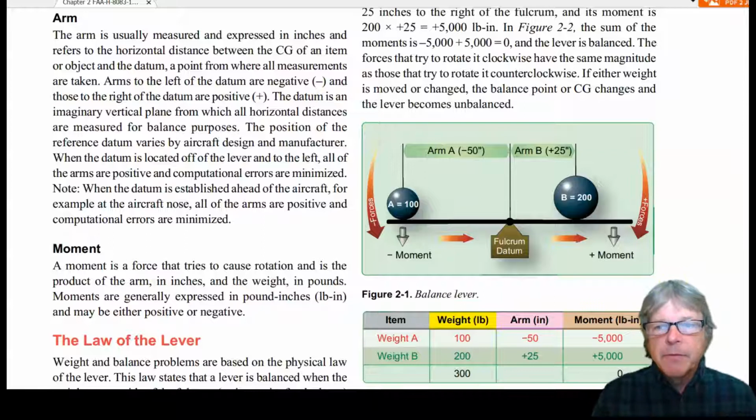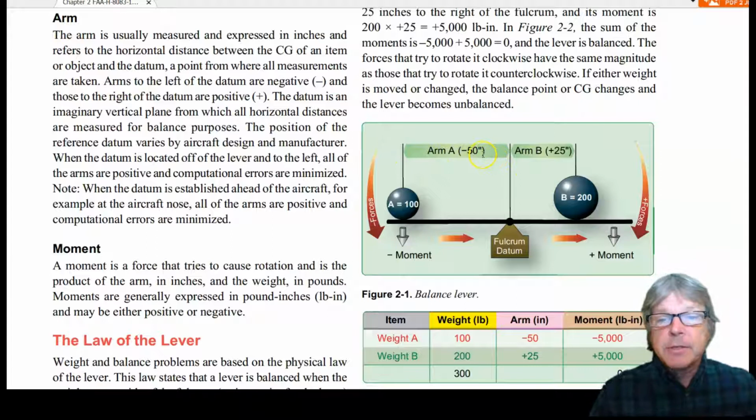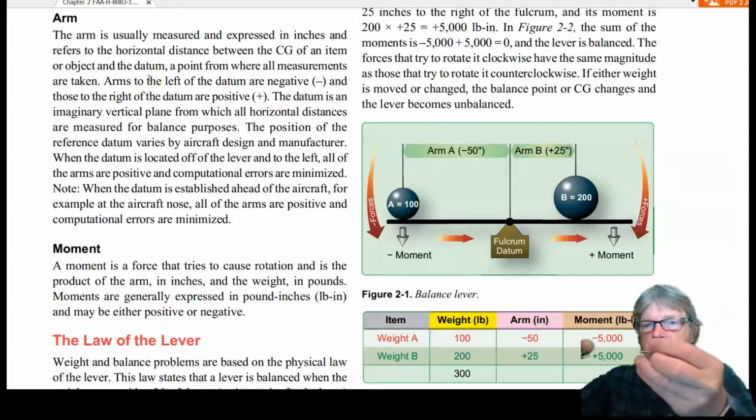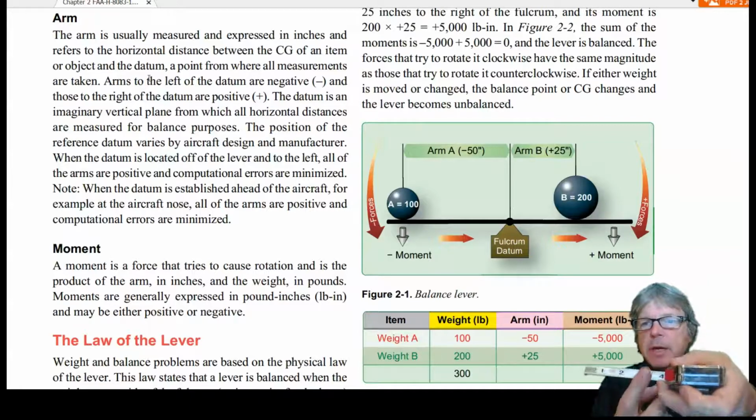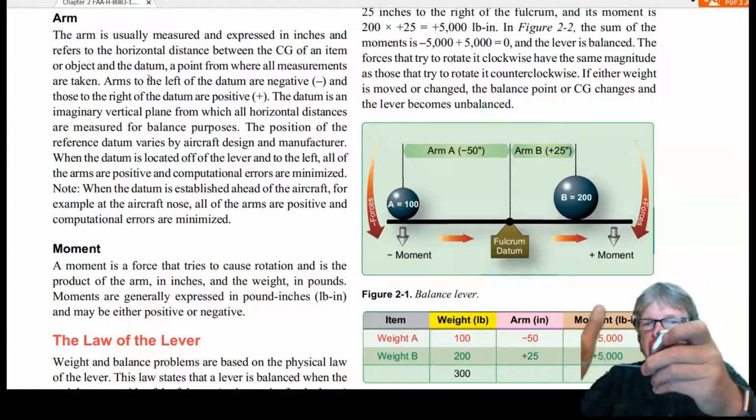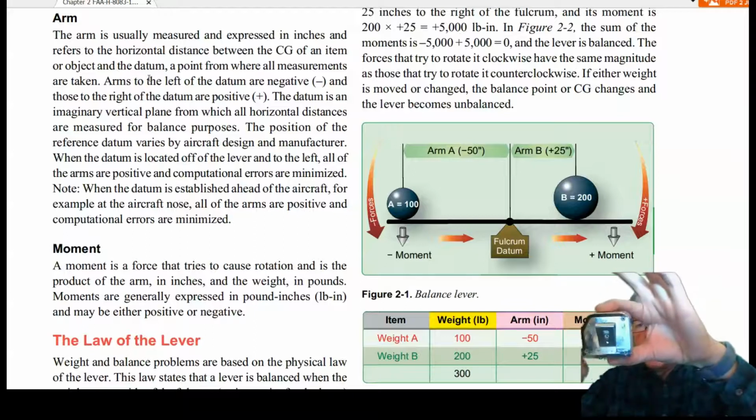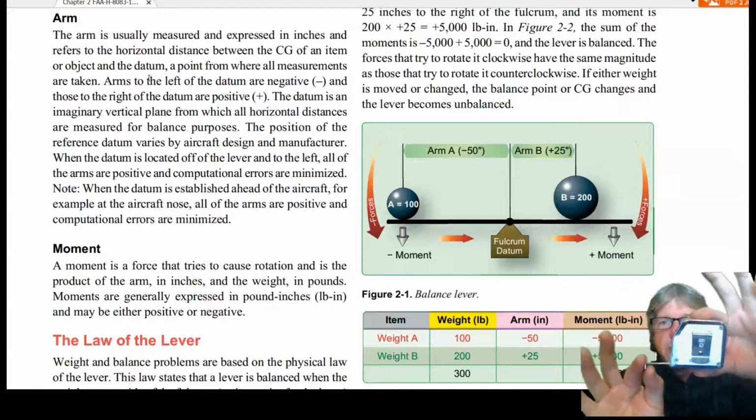In this scenario, a couple of definitions we have to know about. One is the arm, and the arm is a distance. So here's arm A, it's negative 50 inches. It can be positive, it can be negative. Then we have something called the datum, and just to review, the datum is the point from which we're measuring. If I've got a tape measure, I can measure from this side, I can measure up and down, I can measure from this side. It's all just a number in the end, and the datum is the end point of my tape measure. The datum is where I'm measuring from.